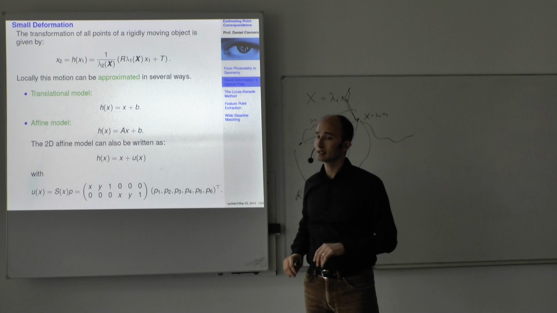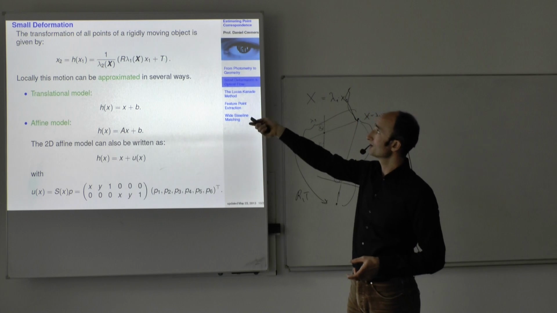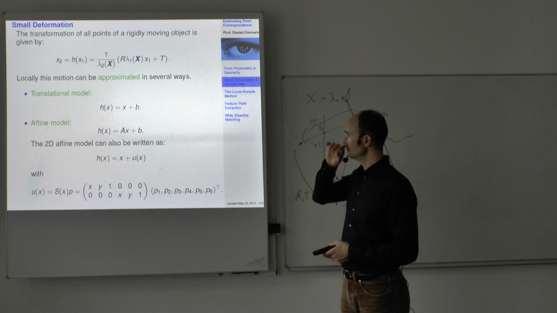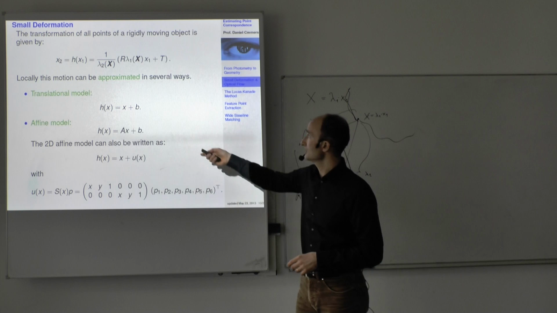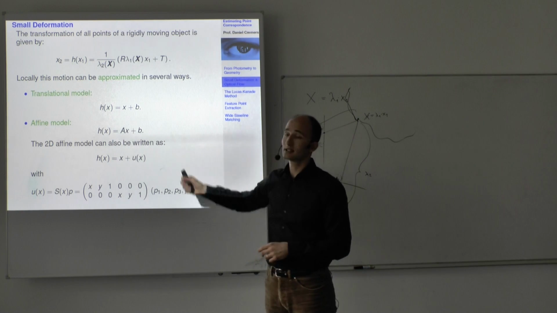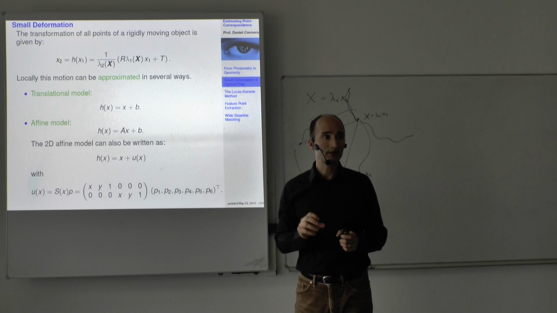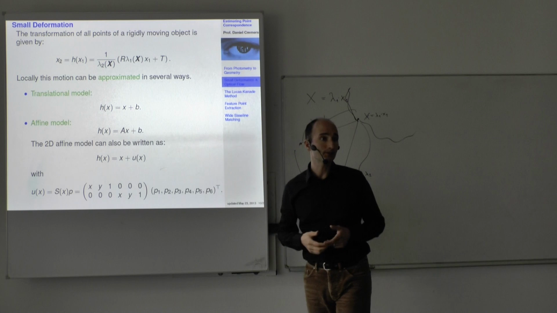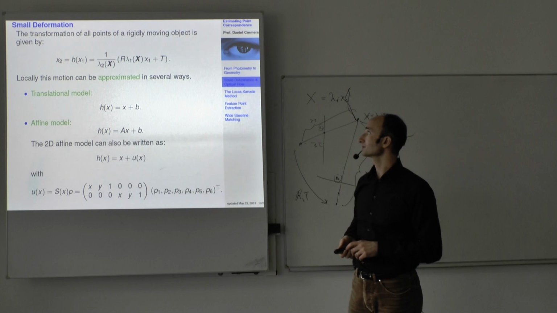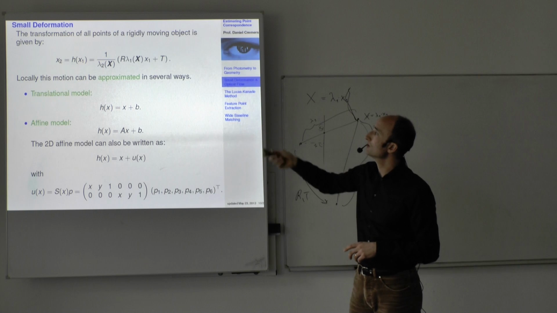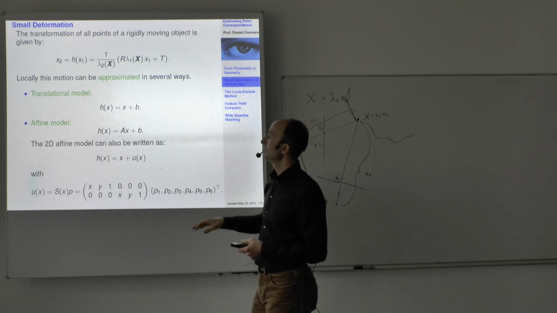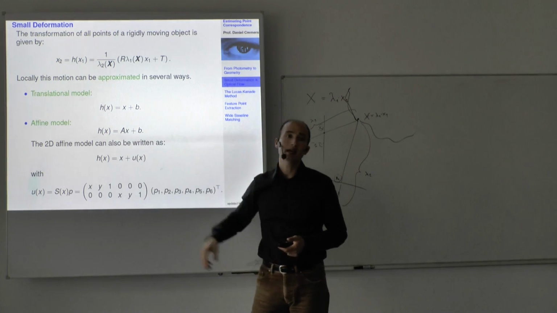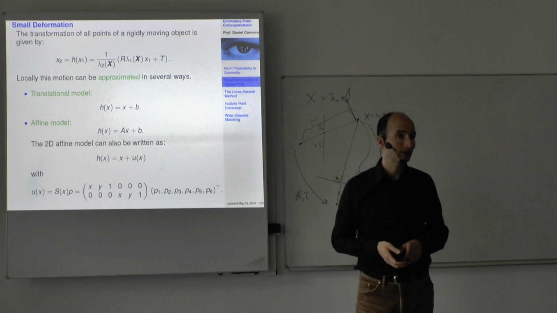In the small baseline case, we assume rotation is small, translation is small, and so if we neglect the rotation and just focus on translation, we can approximate it by just a shift. So we say if we have a little motion of the camera, then points just translate in a first approximation. We can approximate this somewhat more accurately by saying we allow an affine transformation. That is, we have a function h that is Ax plus b, where A is a matrix.